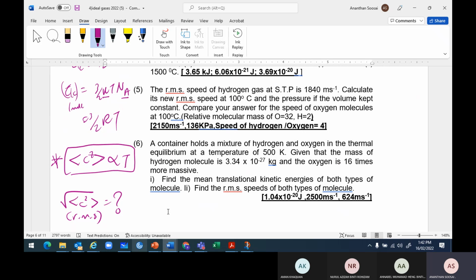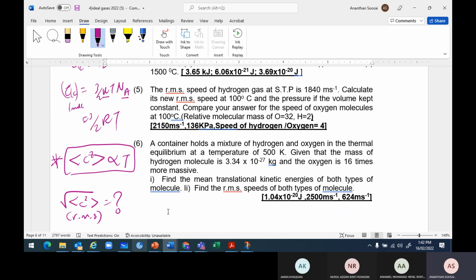Mean square speed is proportional to temperature. But if RMS speed is given, you have to convert to deal with temperature. You have to convert the root mean square speed to mean square speed. You have to get the mean square speed at 100 degrees Celsius first. Then only you can get the root mean square speed. Because you have to remember, root mean square speed is not linked to temperature. The mean square speed is.